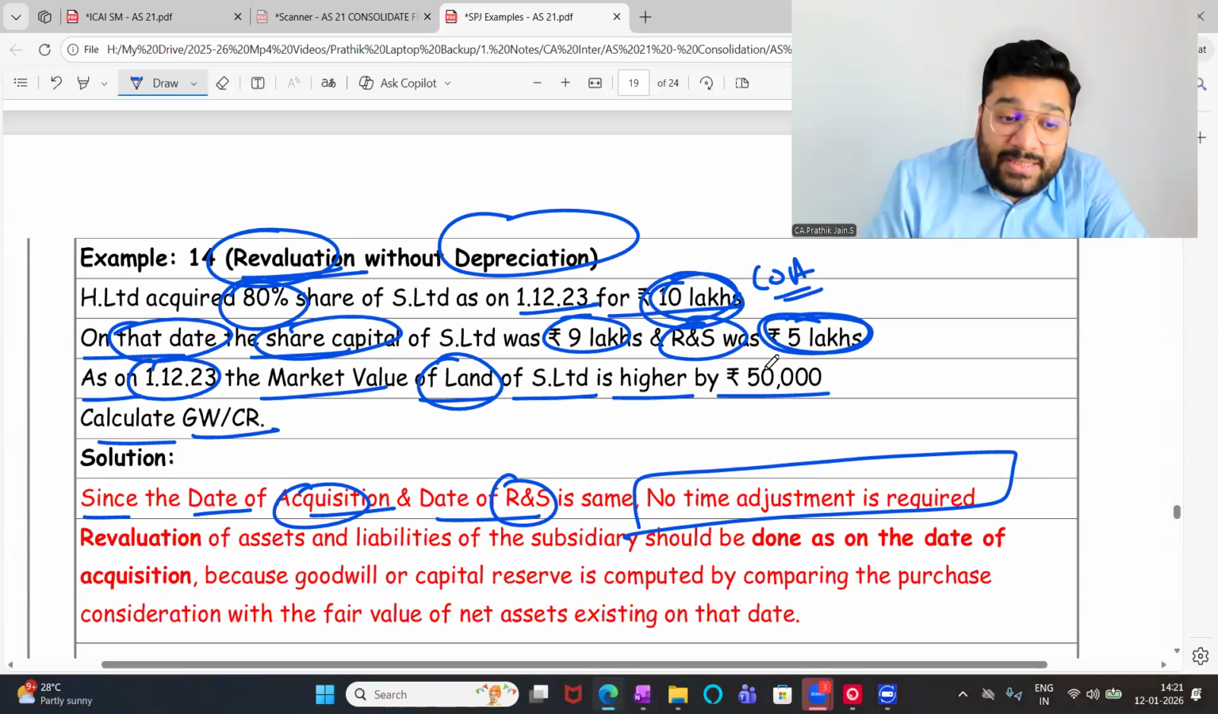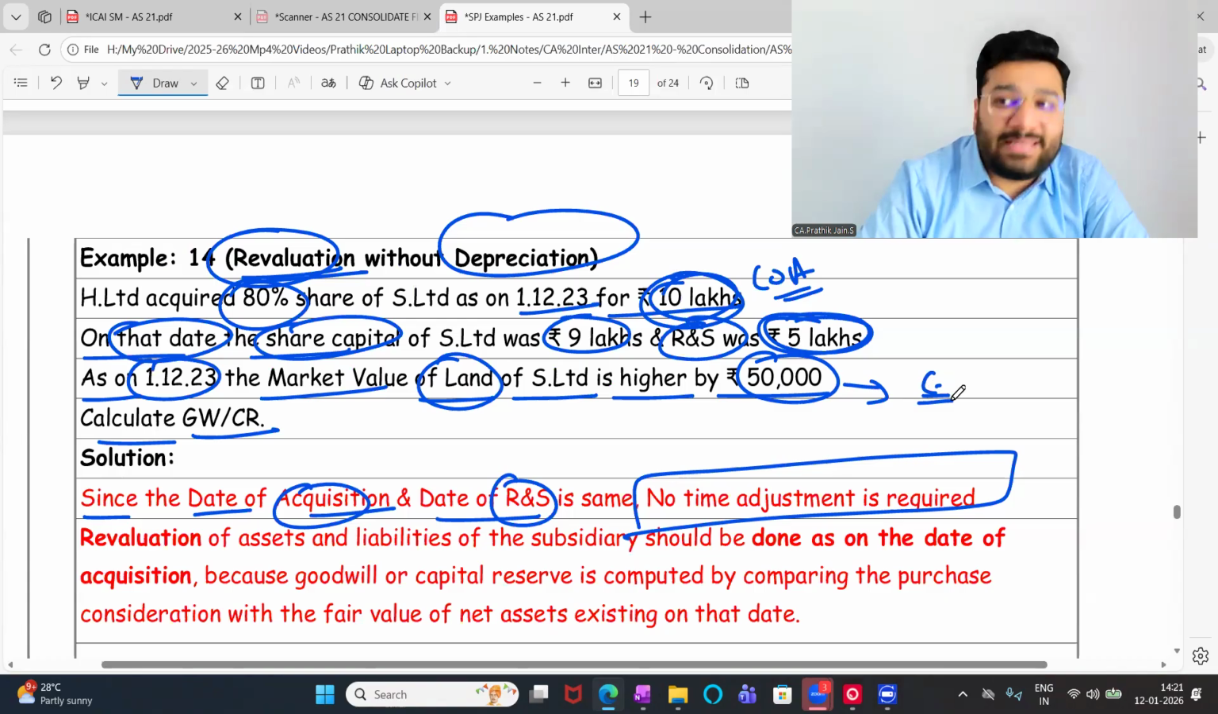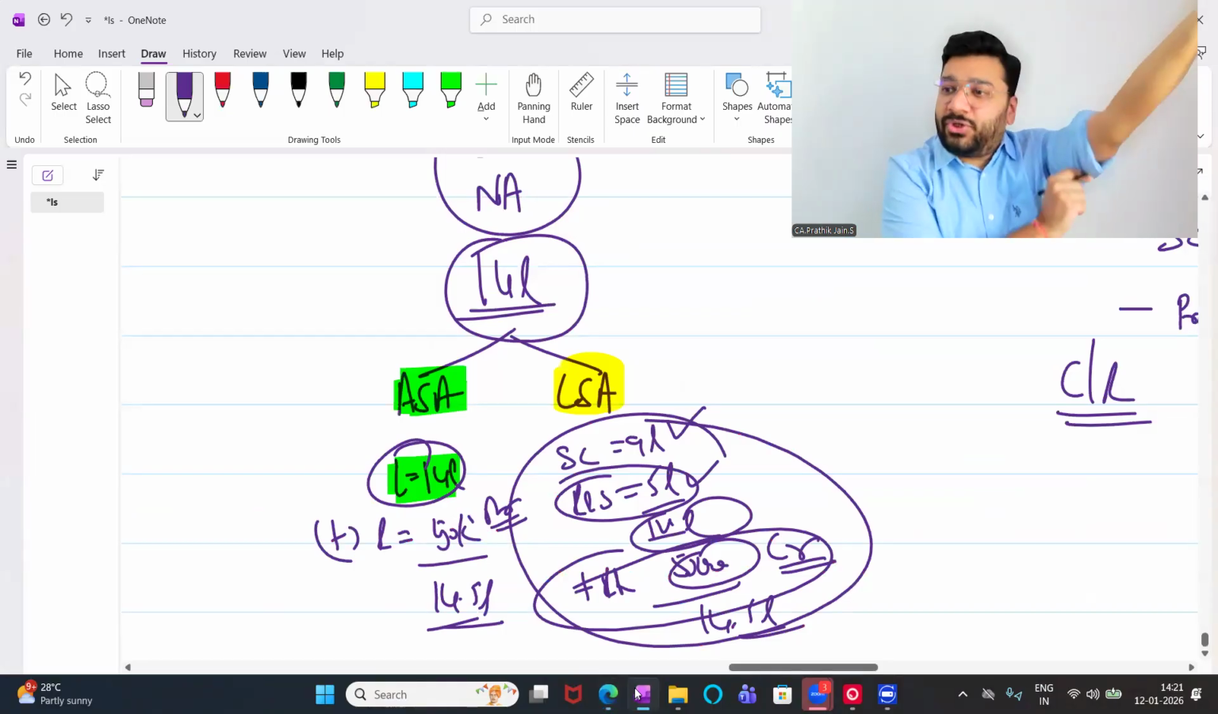This 50,000 appreciation, what we did is a genuine appreciation. For this, we'll have evidence. We will take a certificate from the engineer, from the chartered engineer. So when I'm doing upward revaluation, I provide evidence for it. I substantiate this 50,000. Got it, not got it? Okay. Now can we work out this question?